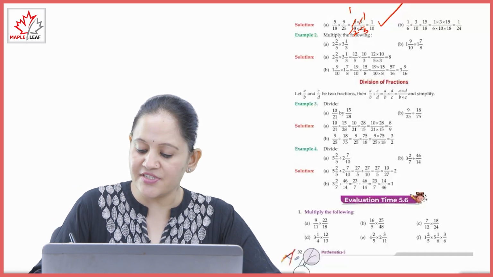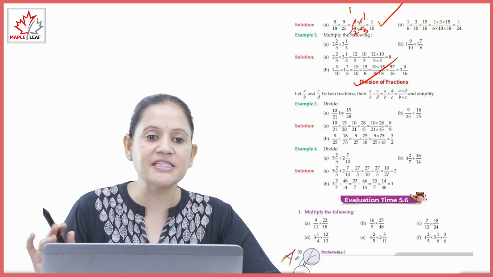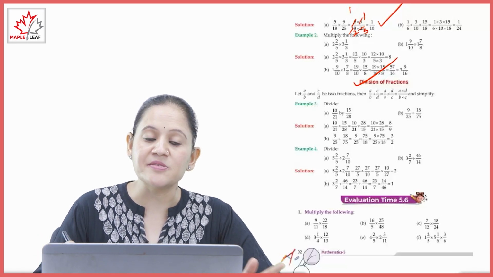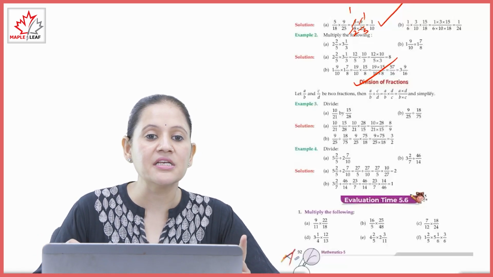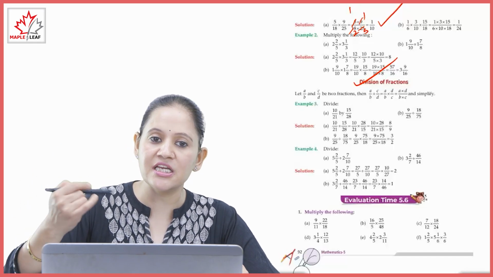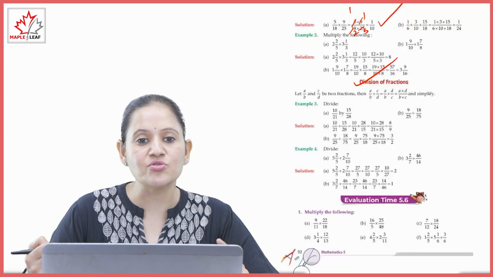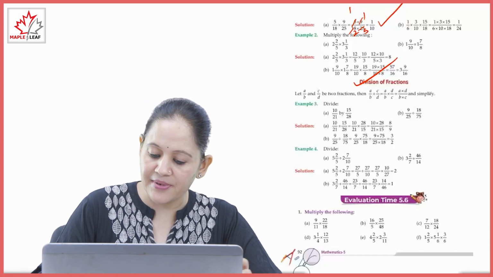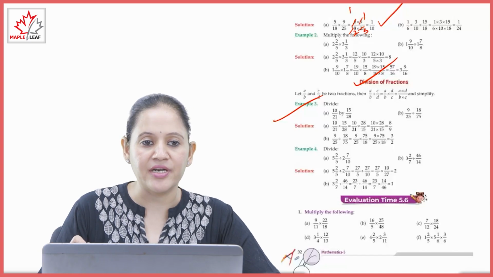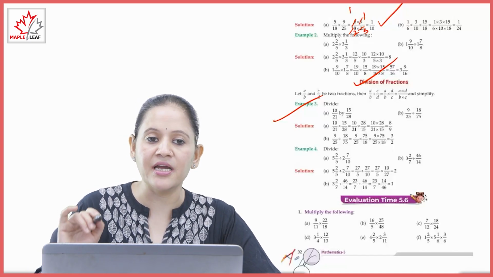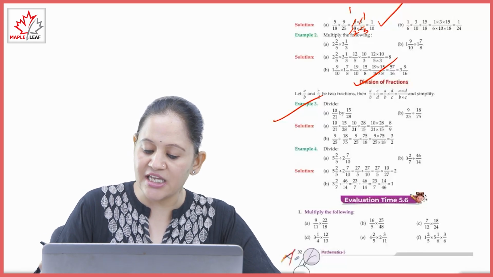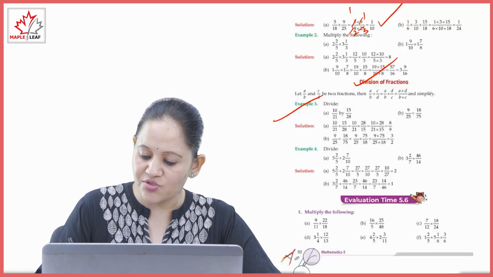Clear? Next, division of a fraction. Let A upon B and C upon D be two fractions. Then A upon B divided by C upon D is equal to, what will happen here? The inverse. The sign changes to multiplication, and the fraction after it becomes its inverse. D upon C, meaning A into D upon B into C. Clear? Let's take an example. Divide 10 upon 21 by 15 upon 28. So 10 upon 21 multiplied by 28 upon 15. So that is equal to 8 by 9.